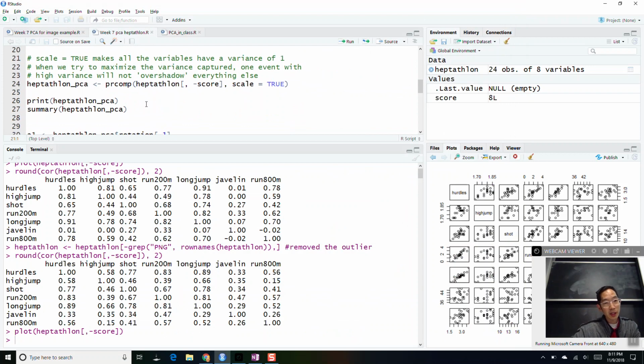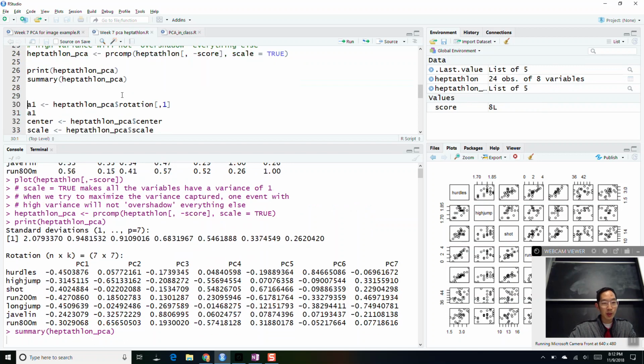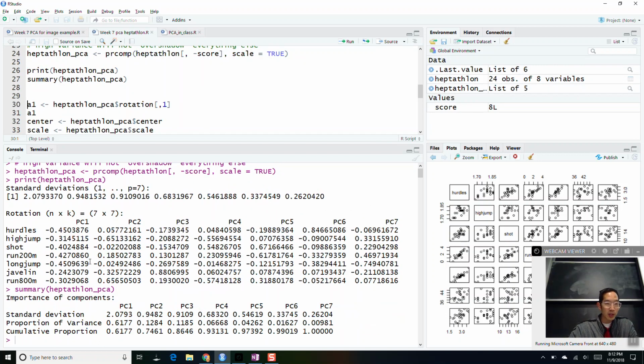But we still want some way to do this. There's a few packages in R that do principal components: prcomp, princomp, and FactoMineR. I'll just show this here using prcomp, and you can print the summary, and this will be the variations here.